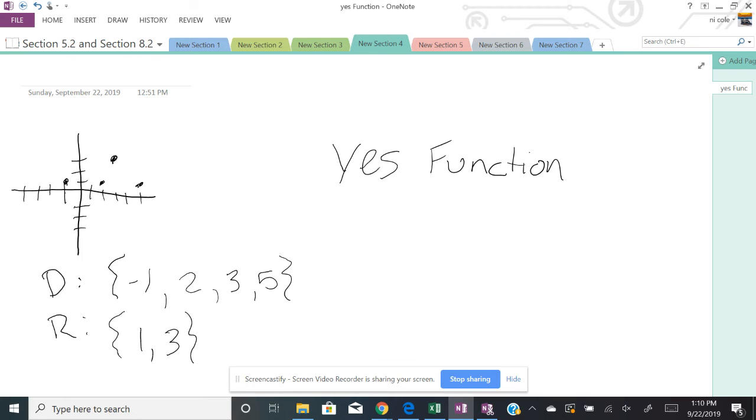If -1 goes to 1, that's fine, along with 2 going to 1 and 5 going to 1. That's perfectly fine, and that's all right with the function.